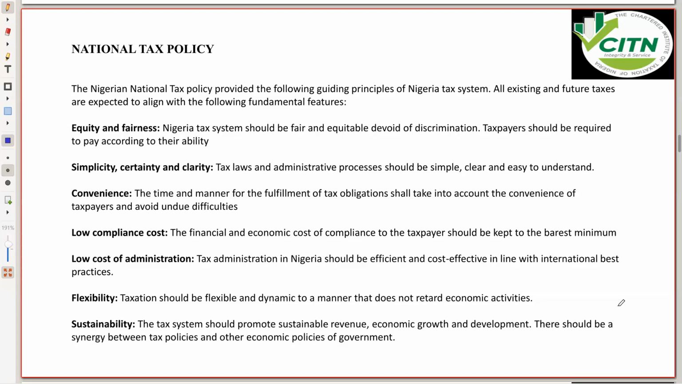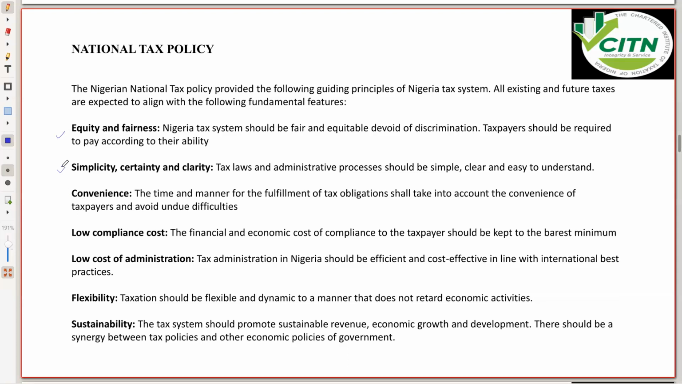So the principles are as follows. First is equity and fairness. Whatever tax system or tax rules are established, the government wants to ensure that it's fair, equitable, and devoid of discrimination. Taxpayers should be required to pay according to their ability. In other words, the higher you earn, the higher the proportion of tax you should typically pay. Because if you have rules that tax more when you earn less, that's an unfair rule, and it doesn't align with our national tax policy. So that's the first principle, equity and fairness.